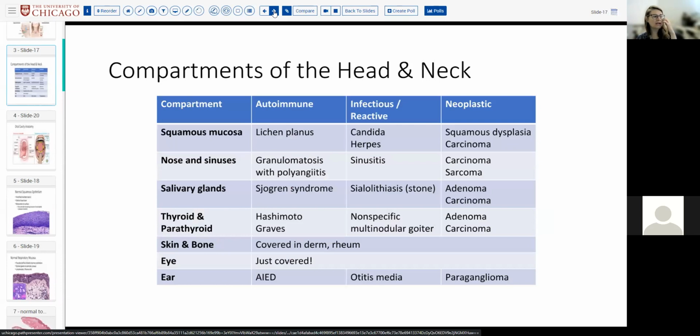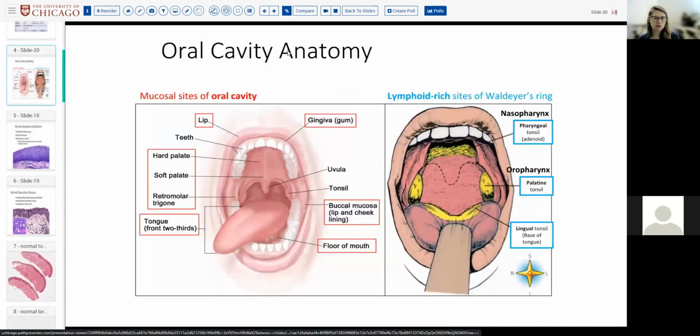Okay, so in each of those compartments, when we think about diseases that can occur there, let's just remember that you can have things like autoimmune disease in all compartments. You can have infectious or reactive processes, and you can have neoplastic processes. And so when we get into our pathology block for head and neck, we're certainly going to go over all of these, but just have a broad differential diagnosis whenever you're looking at these cases, because it could be any of the above. But we're going to start with the squamous sites.